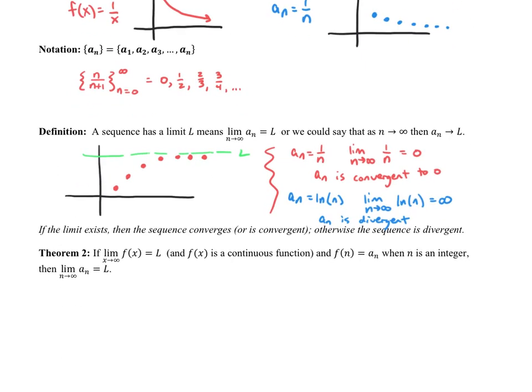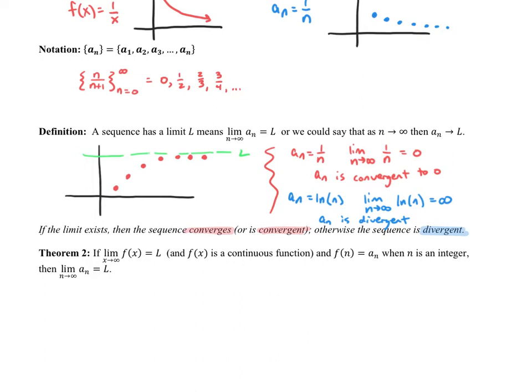Okay, if the limit exists, then the sequence converges, which is stated below. Or it's considered convergent. And if the sequence does not have a limit, then the sequence is divergent. Okay, it's a huge concept of this particular section. That's really more or less the goal of this section.